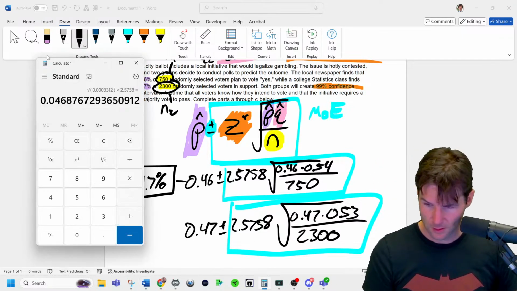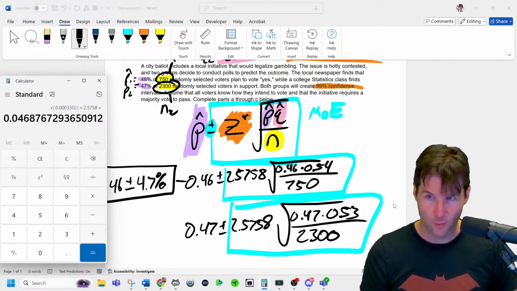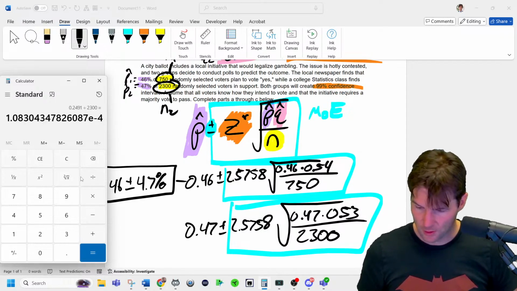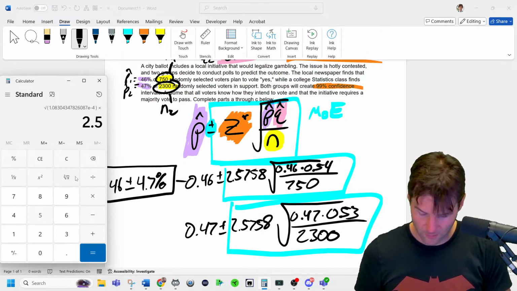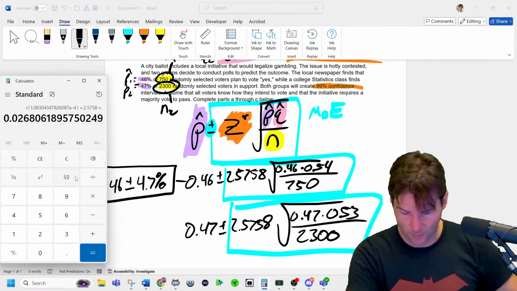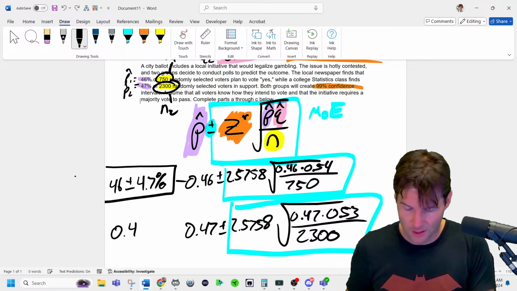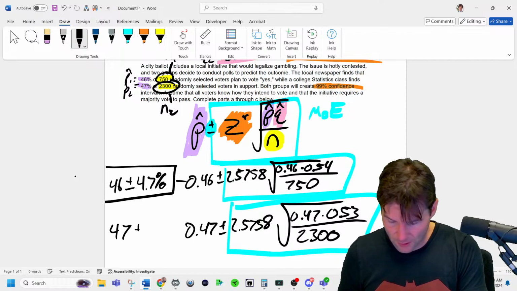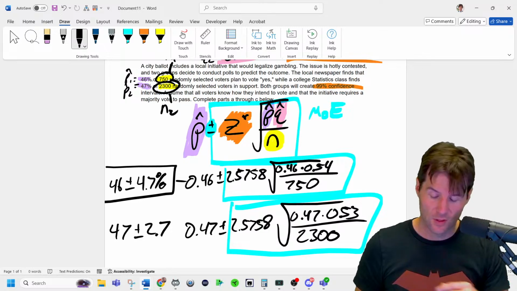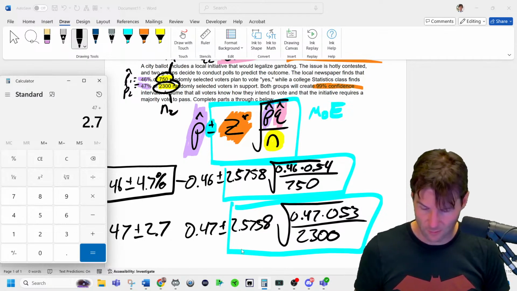The bottom interval is going to be, we're losing our side of the screen right there. So the bottom interval, we first do 0.47 times 0.53, divide by 2300, square root the equation, times 2.5758. Hopefully I don't make a math error. So that's a margin of error of about 2.7. We're rounding it. Notice it is a smaller margin of error. So that's 0.47. I'm doing percents now. 47% plus or minus 2.7%. So that's going to be all the way up to 49.7. And how do I know that? Well, 47 plus 2.7% is that.